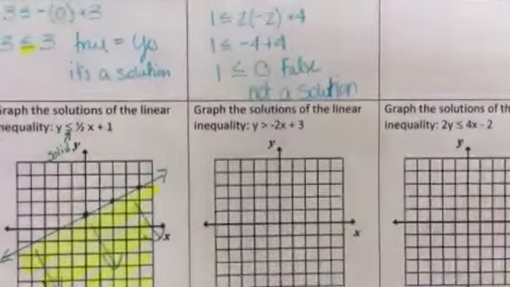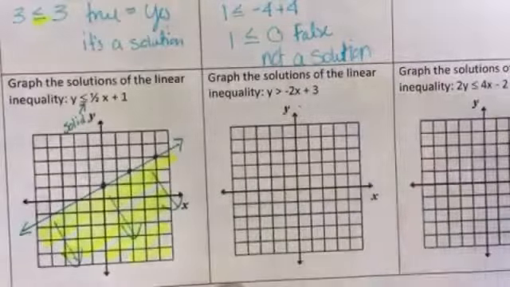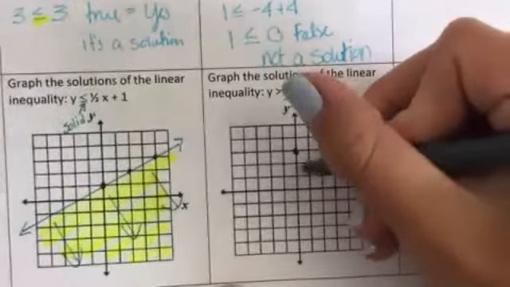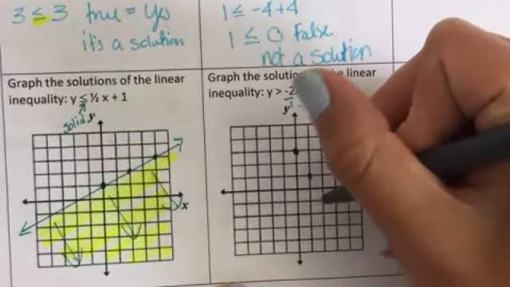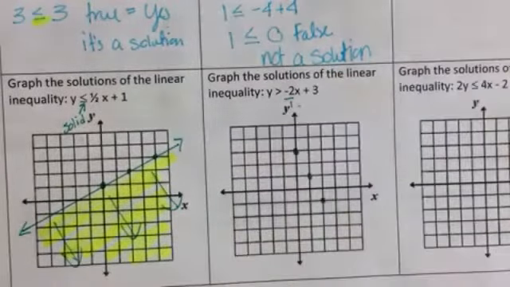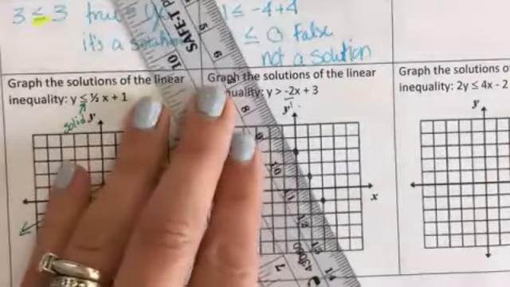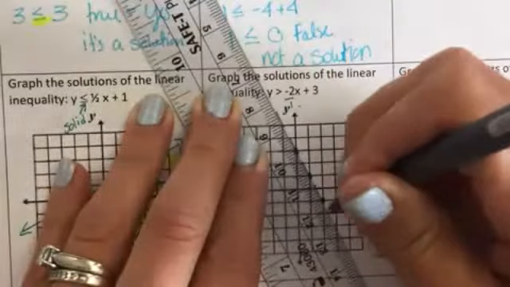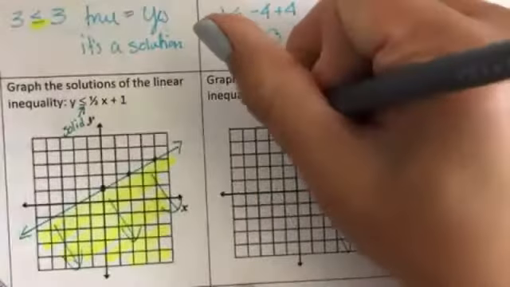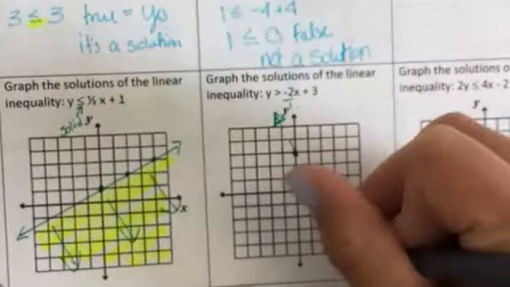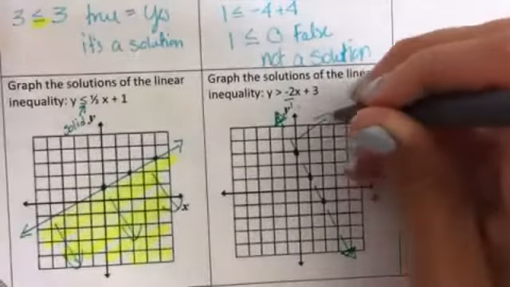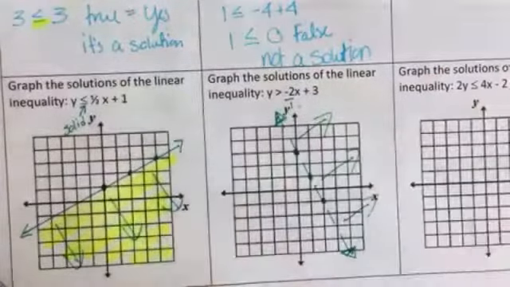Let's do the next one. We're going to start at +3. The slope is a -2. Remember, if it's a whole number, we put it over 1. So I go down 2, right 1, down 2, right 1. Is this going to be a solid or a dotted line? Dotted. So I make a dotted line because that inequality symbol does not have a line underneath it. And it says Y is greater than, so do I shade above or below? Above. Okay.